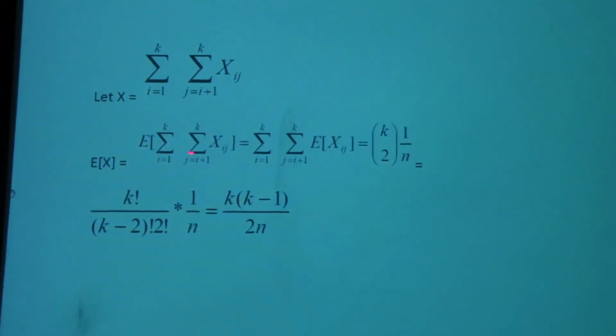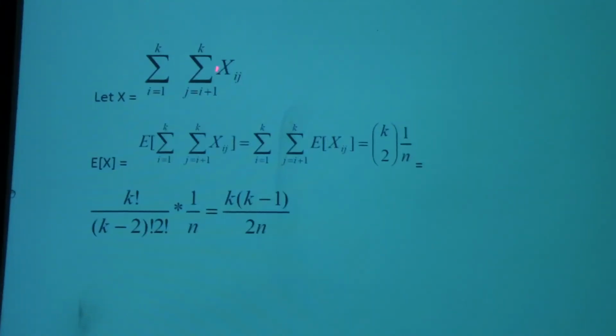The expected value of this double summation is the summation of the expected values of Xij, which is equal to k choose 2 times 1 over n. Now, do you know why I'm using k choose 2? Because k choose 2 is the number of pairs of two people from k I can select. For example, when k is equal to 30, 30 choose 2 is 30 factorial over 2 factorial times 28 factorial, which is 30 times 29 over 2. That's how many different pairs we have.